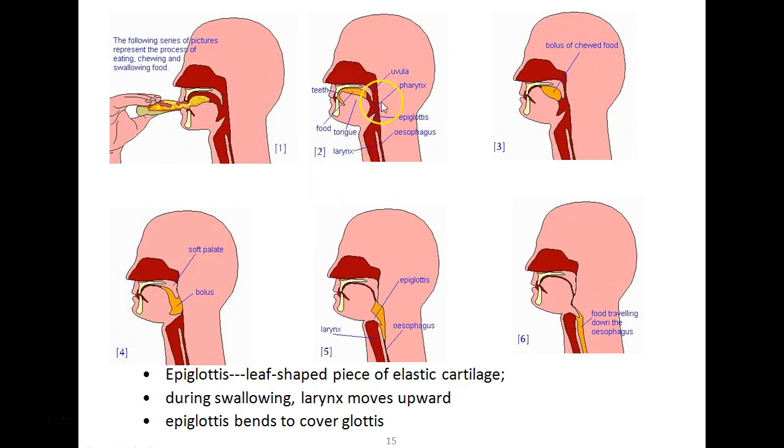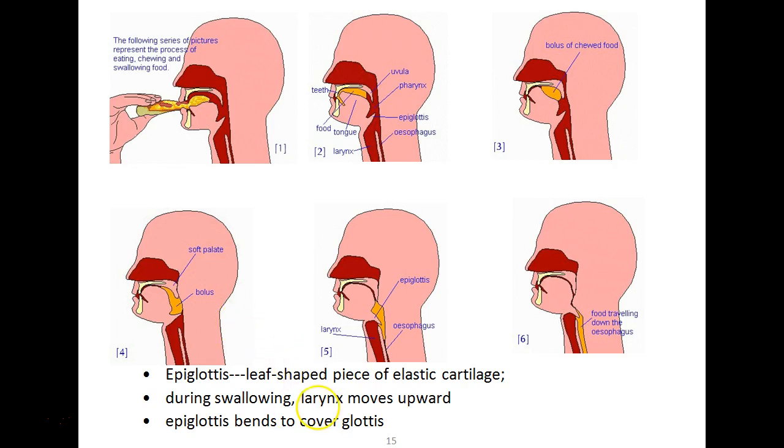Here we have some structures, and here's the structure called the epiglottis. As mastication occurs with the teeth and the tongue, that tongue is going to push that food backwards. We're going to call that plug of chewed food a bolus. And as this bolus moves through the pharynx, we get a reflex that occurs. During swallowing, this larynx is going to move upward, and the epiglottis is then going to bend to cover the glottis. The glottis is an opening in the airway passage.